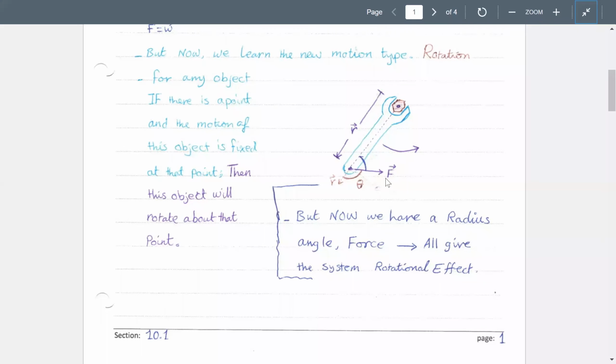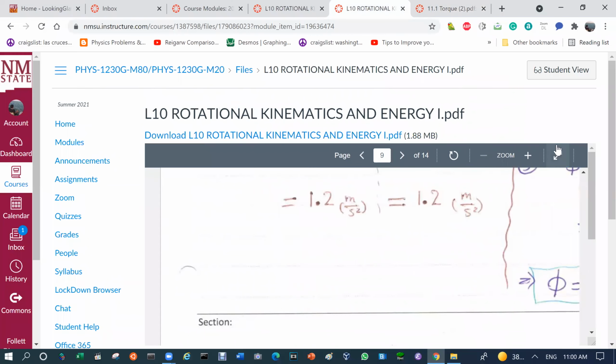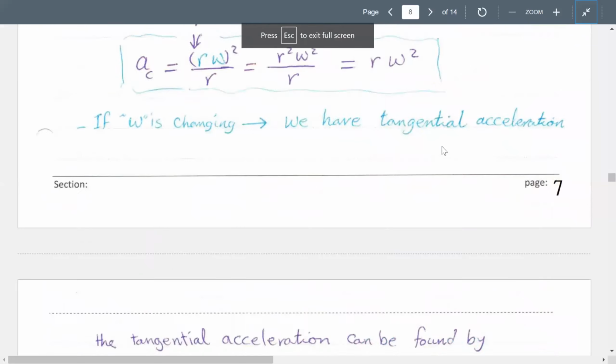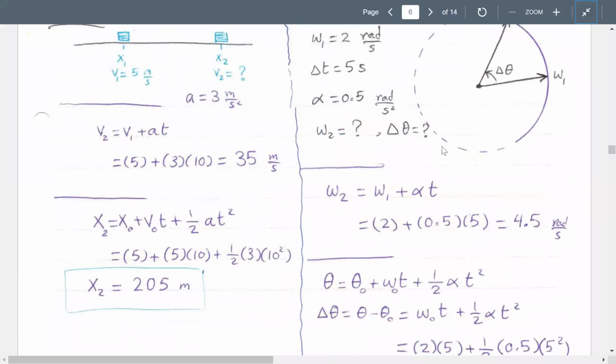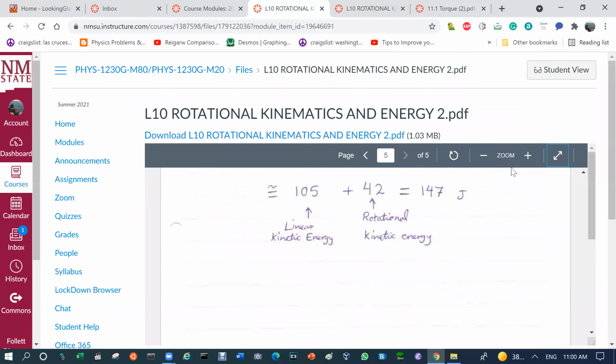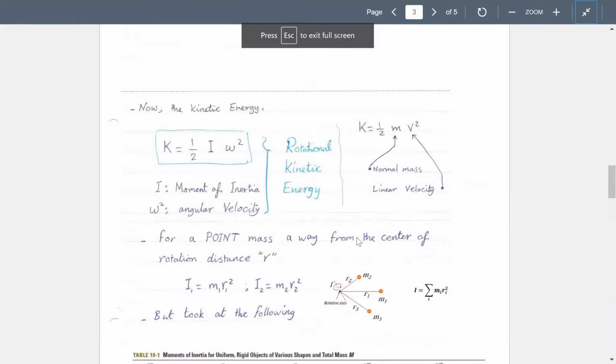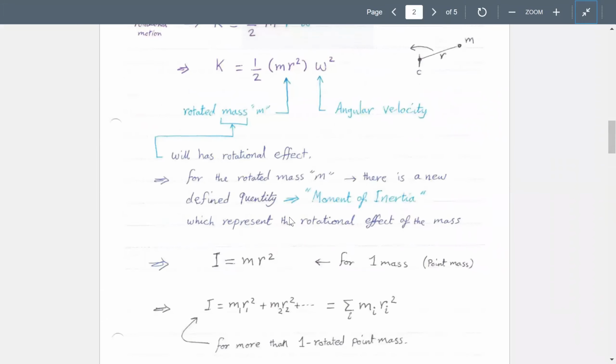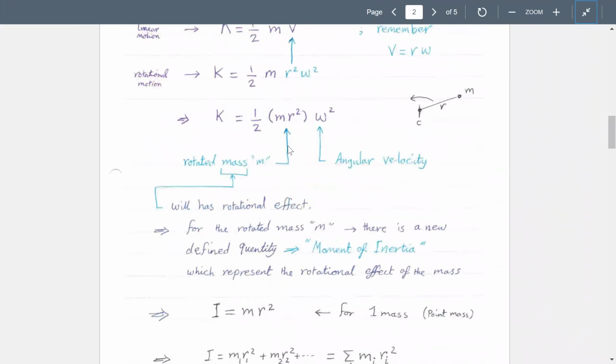So the force has a name, which is force. We deal with it by using Newton's second law. But now we don't have just a force. If you remember, I will go back to show you this thing. We have a mass in general, okay? But now we don't have a mass. We have the moment of inertia. We have the rotational effect of the mass.